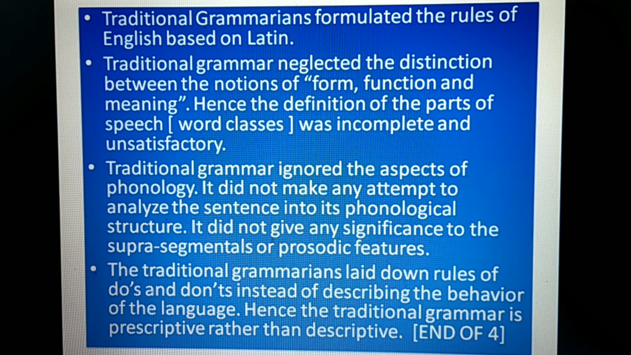In short, traditional grammar is informal, unscientific, illogical, full of contradictions and inconsistencies, inexplicit, inadequate, prescriptive, uneconomical, unmethodical, and unwholesome. It lacks scientific accuracy, objectivity, precision. It ignores the contemporary usage and all the varieties of language.